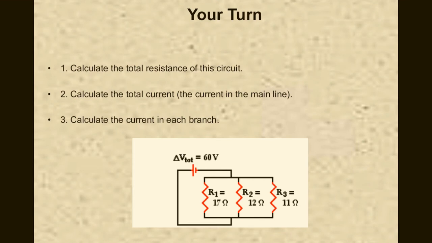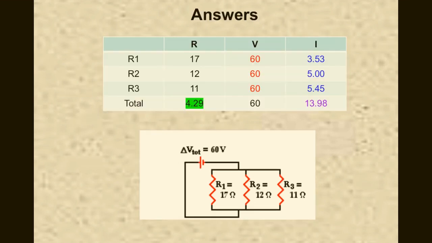Okay, so here's your turn. This is considered a parallel circuit. So we have everything labeled. Make your chart, pause this video, solve it, and you'll see my answers in a few seconds. All right, so hopefully you got the same answers, with the total current being 13.98 and the total resistance being 4.29.